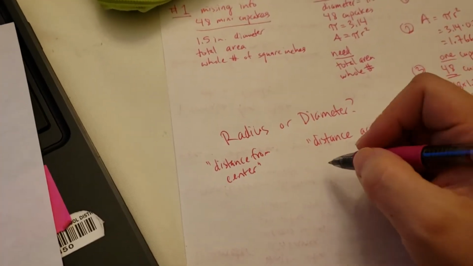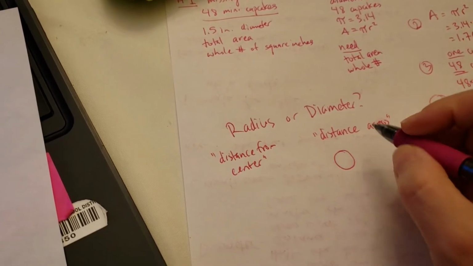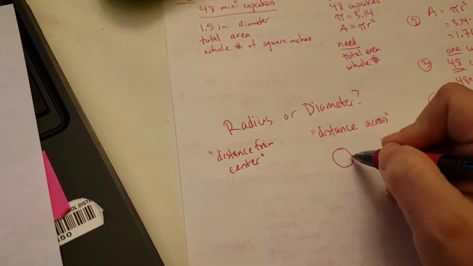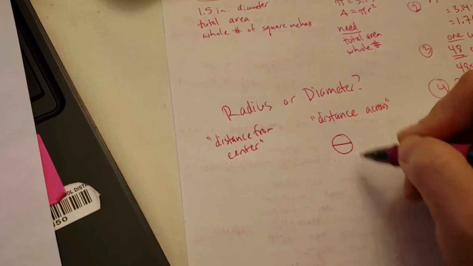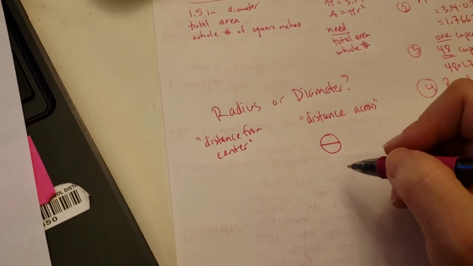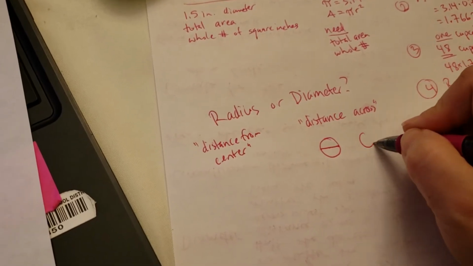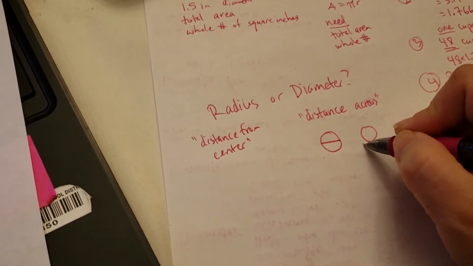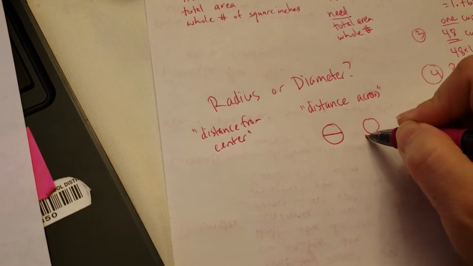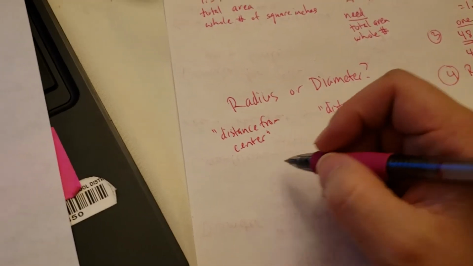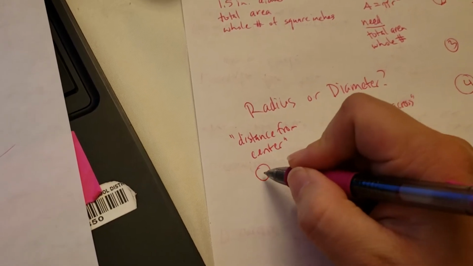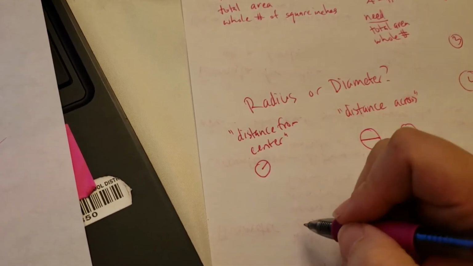If you have a picture, a diameter will measure from one end to the other end through the middle. So if there's a midpoint, that's a diameter. You might also see it measured down below from edge to edge, and they'll give you a number there. That's a diameter. The radius is always going to be halfway across.